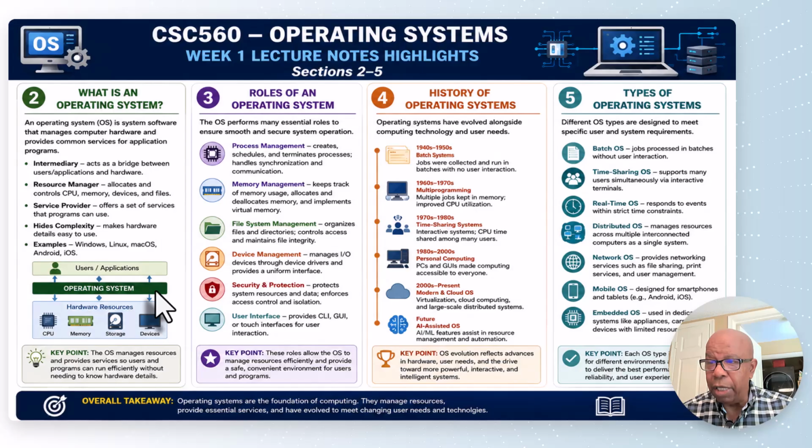Memory management keeps track of memory usage, allocates and deallocates memory, and implements virtual memory. We'll be talking about what virtual memory is a little later. File system management organizes files and directories, controls access, and maintains file integrity.